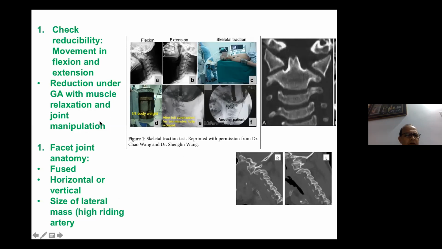Facet anatomy, horizontal or size of lateral mass, one should see. I will not go into the detail of how to identify this. This is very important. C1, C2 has dislocated. I think it is a rotated case, while the other side, the left side, is normal. So this is abnormal, and whether it is horizontal or vertical, you can see in the sagittal reconstruction, or even in the coronal also. Sometimes these are vertical joints.